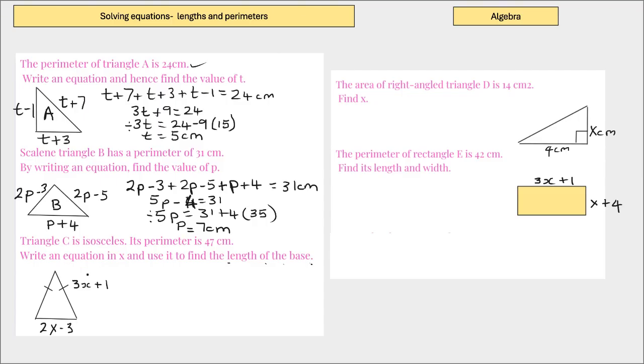C is an isosceles. So remember, an isosceles, they have the same length, the same sides. That's what these lines symbolize. So knowing that, we're going to go 2 times 3x, that's 2 lots, plus 2x minus 3 equals 47 centimeters. So it's given us what it equals. So then we're just going to expand. So that's 6x plus 2.